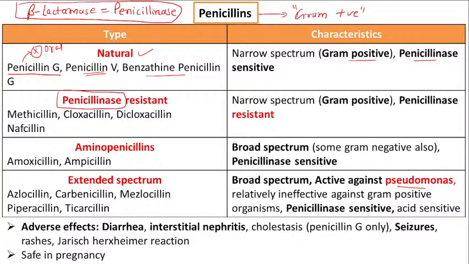Okay, here what is important for us? This is penicillinase resistant. Which are the penicillinase resistant penicillins? Here the examples are methicillin, cloxacillin, dicloxacillin and nafcillin. I made a mnemonic of it, and you will find it.